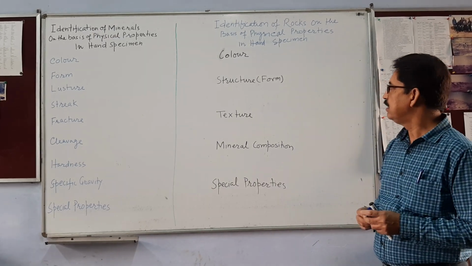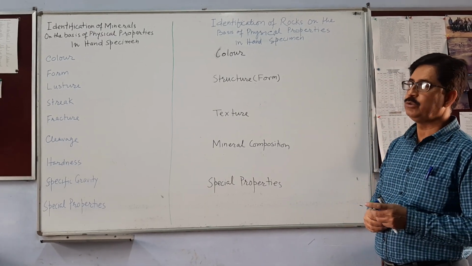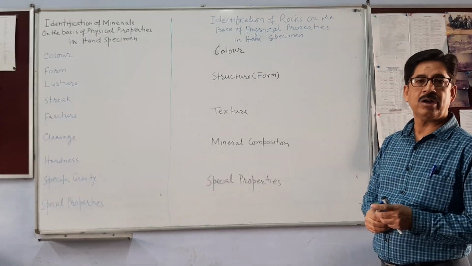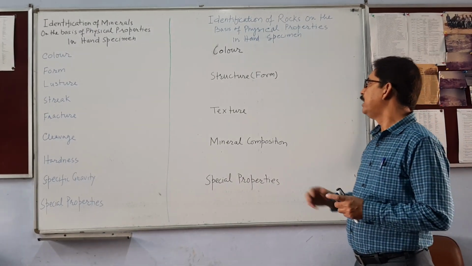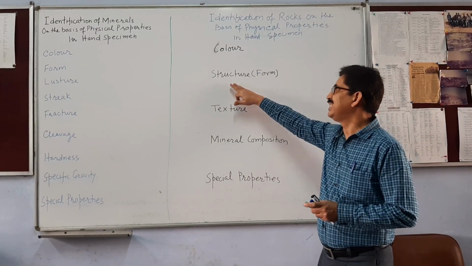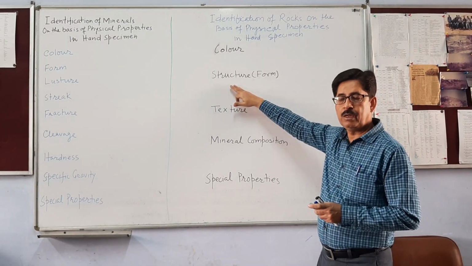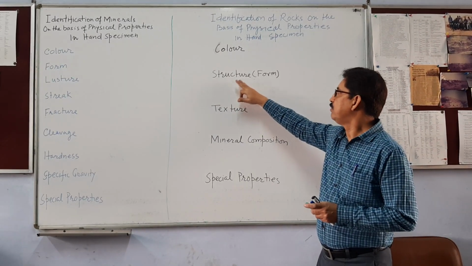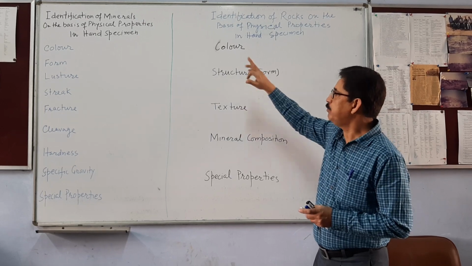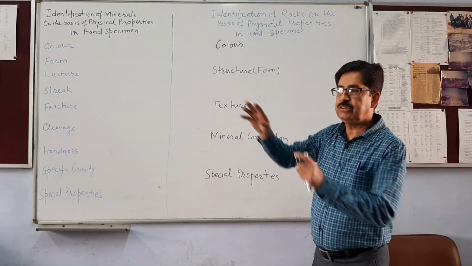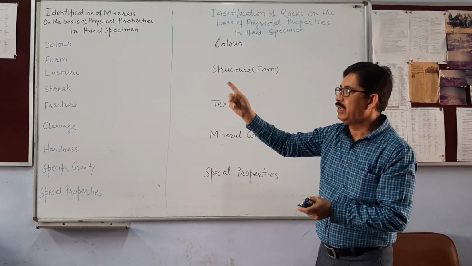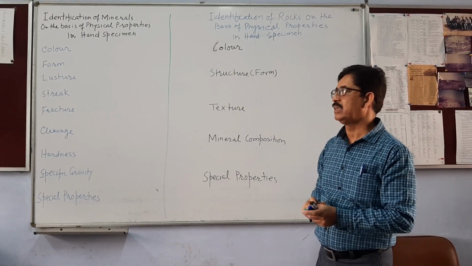One is color, that is the first property you see whenever we have a rock or mineral in our hand. Then we will see what kind of structure it has. Now structure means here form, but the form for mineral is different. It is overall shape of the mineral as far as form in minerals is concerned.